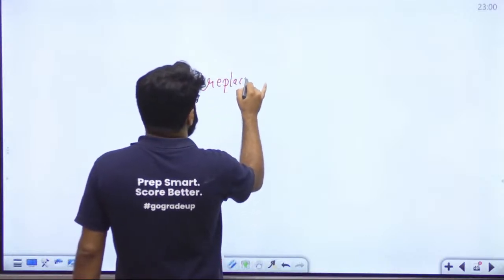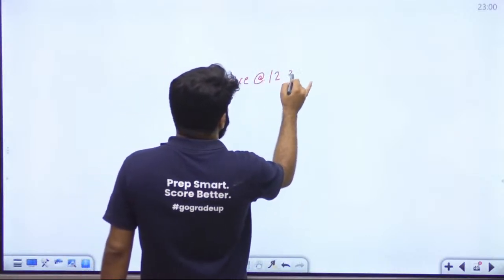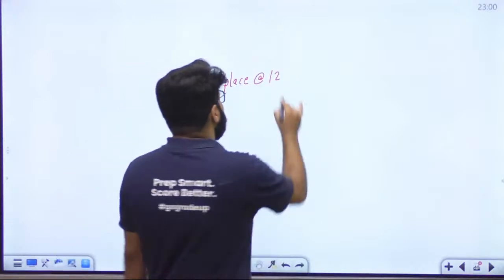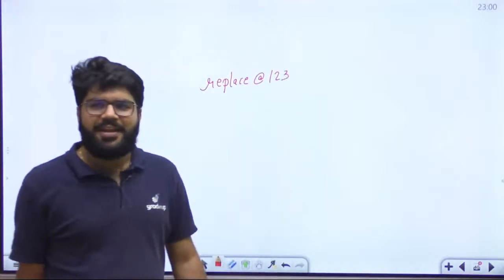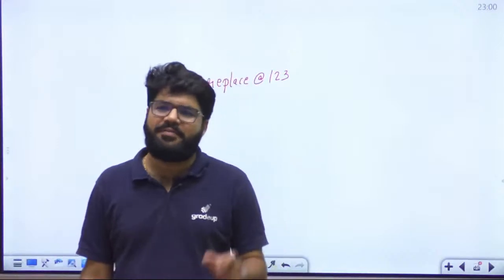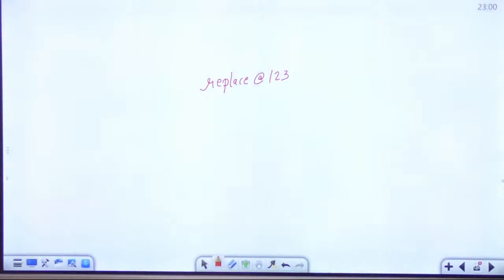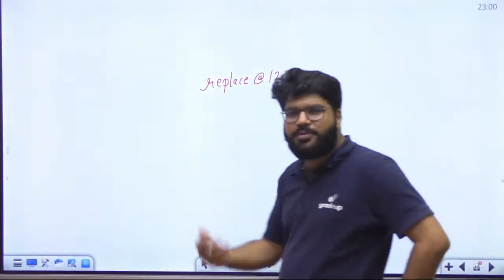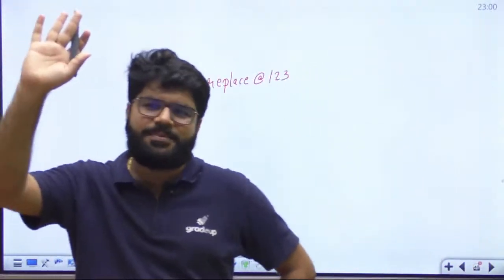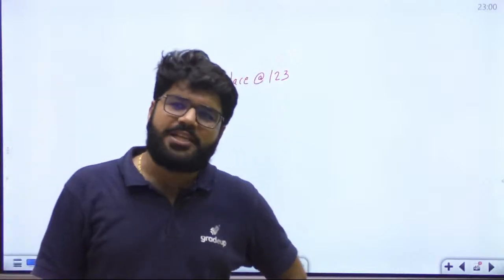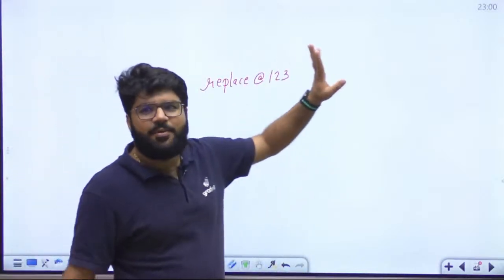Today we have studied mostly the cases of replacement and without replacement. So it is going to be the password for today. Replace @123, random, कुछ भी, एकदम absurd सा. So password for today's PDF, replace @123.